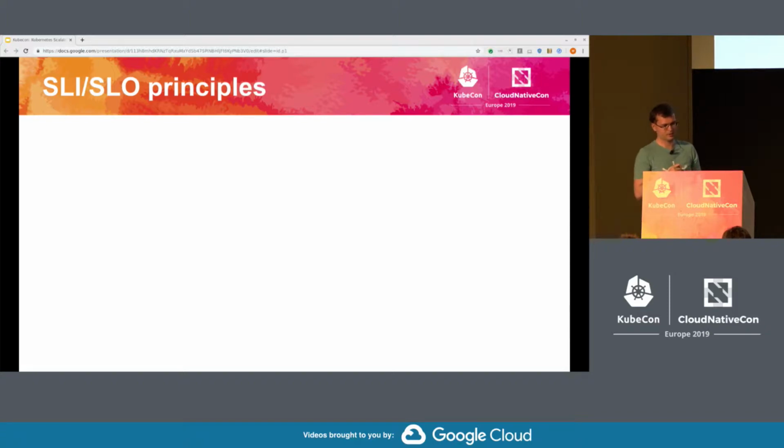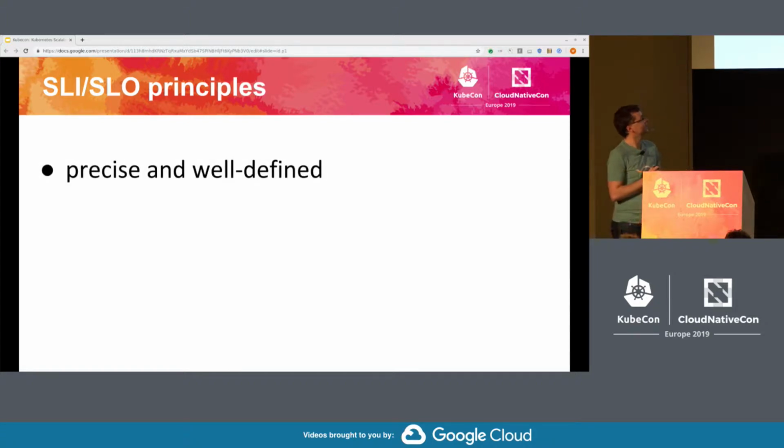And there were a couple of principles that we came up with so that we would be able to create those SLIs and SLOs. So let's take a look into those. So first of all, something that we already discussed is that they need to be very precise and well-defined so that everyone has the same understanding of those SLIs and SLOs.